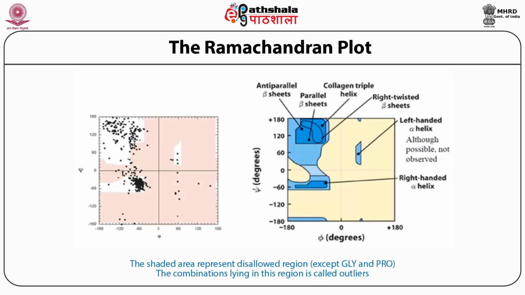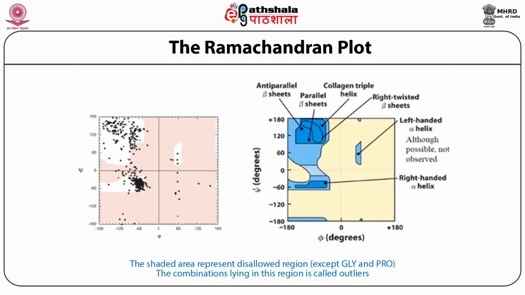All these blue regions are allowed regions, and all the other shaded regions are not allowed. In the blue regions, anti-parallel beta sheets, parallel beta sheets, collagen triple helix, right-handed twist sheets, and even the right-handed alpha helix are all available. These are all possible conformations by these phi psi combinations. That's the reason that any structure, determined by any means, a big polypeptide obviously, contains phi and psi values. The phi and psi values of the given structure should fall within the Ramachandran plot, whatever the method you use to solve the structure of a protein.